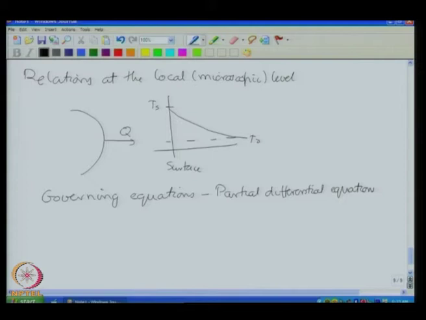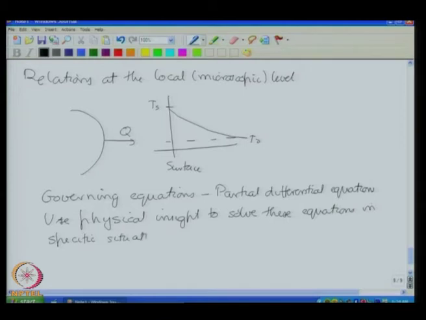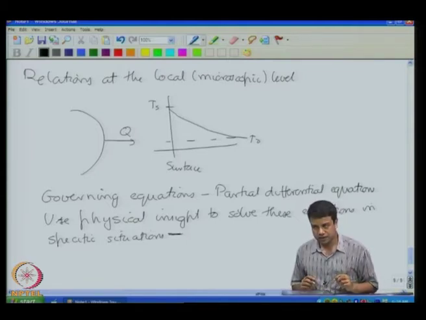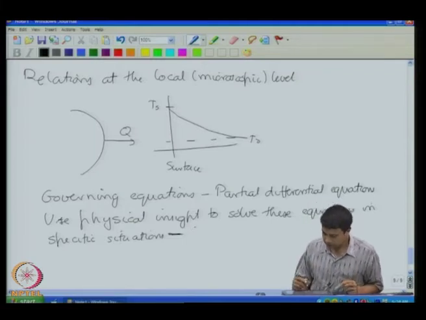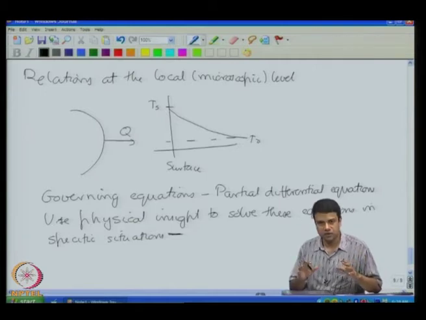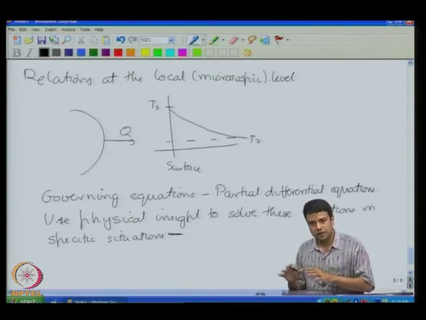The second part of it will be how to use physical insight to solve these equations in specific situations. These solutions, first of all, because we are using physical insight, we have to make a judgment about what is important and what is not. So, because of that, we will be retaining the most important physical effects in the problem and neglecting those that are not important.